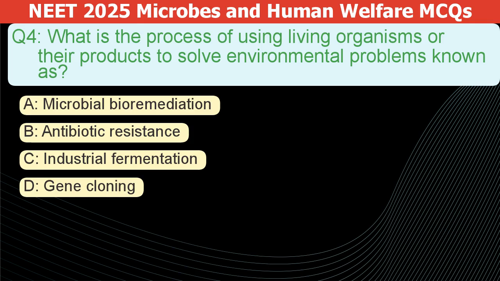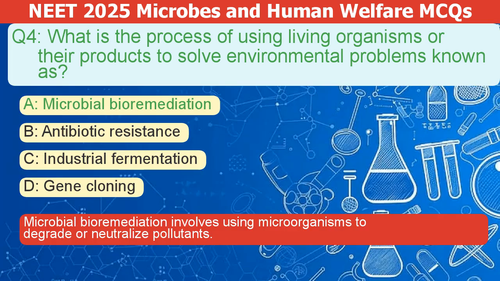What is the process of using living organisms or their products to solve environmental problems known as? A. Microbial bioremediation. B. Antibiotic resistance. C. Industrial fermentation. D. Gene cloning. The correct answer is A. Microbial bioremediation involves using microorganisms to degrade or neutralize pollutants.